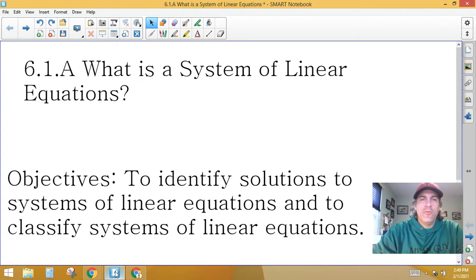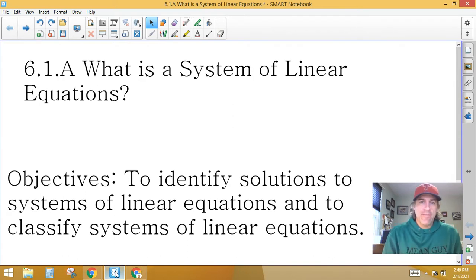Welcome to our next unit. All right, we're going to start with lesson 6.1a. What is a system of linear equations? This entire chapter will be about systems of linear equations and then inequalities. We're going to start out today with just learning what is a system of linear equations.